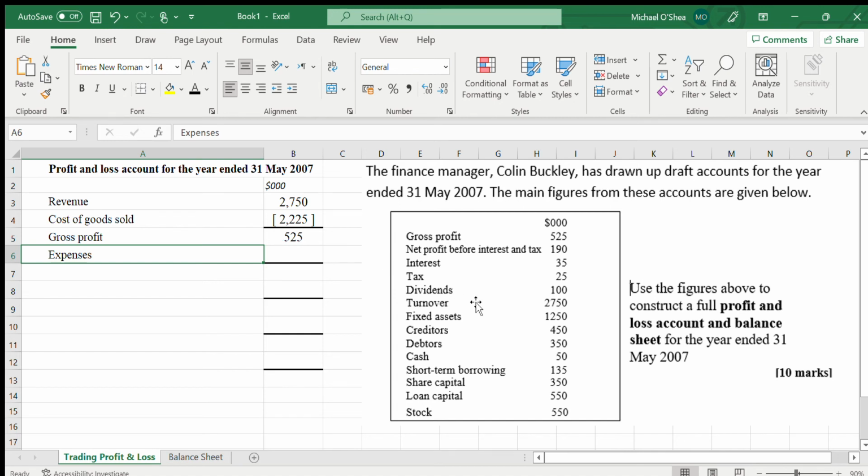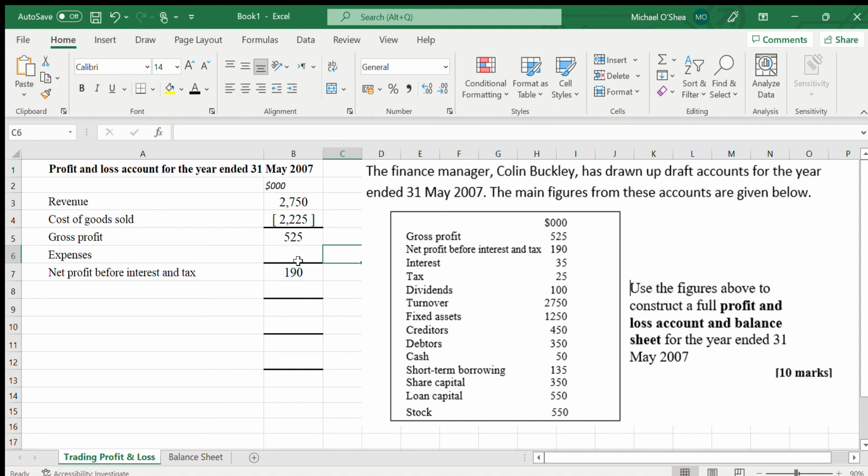But in this case, they haven't given you the expenses. But if you know the structure of this, your gross profit minus your expenses is your net profit, sometimes called net profit before interest and tax. And they gave you that, 190. So again, it's pretty straightforward. Usually you'd add these up, take away your expenses and you get your net profit. In this case, we just have to get the missing figure of 335. Gross profit minus expenses, 190.